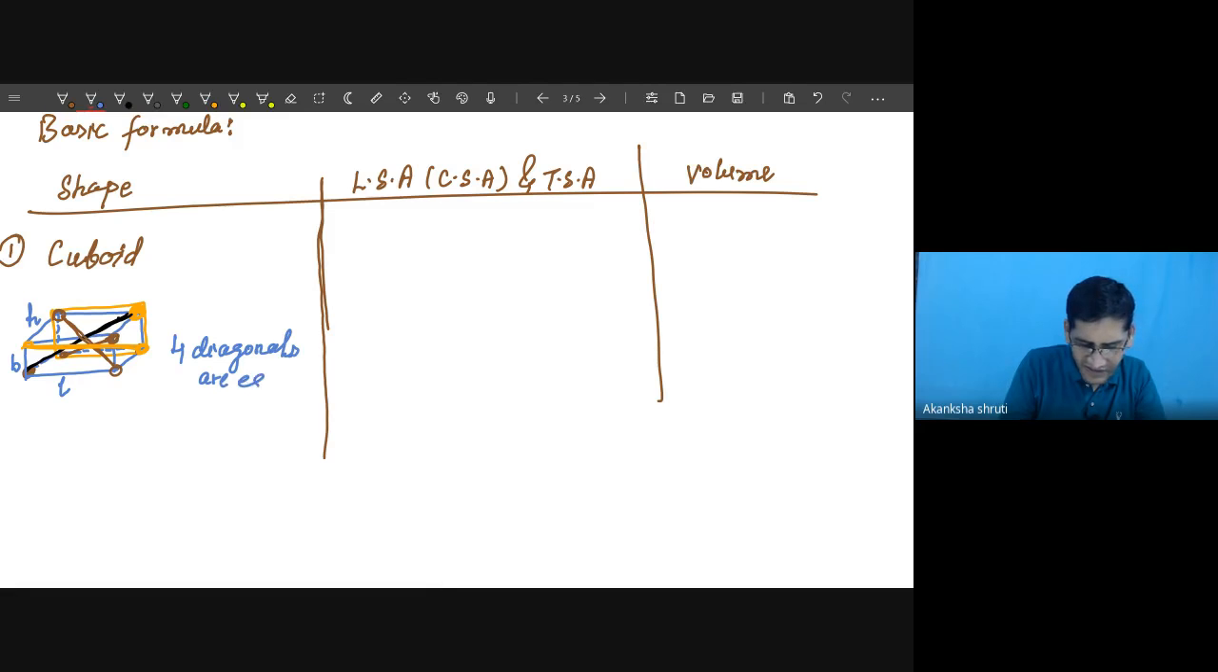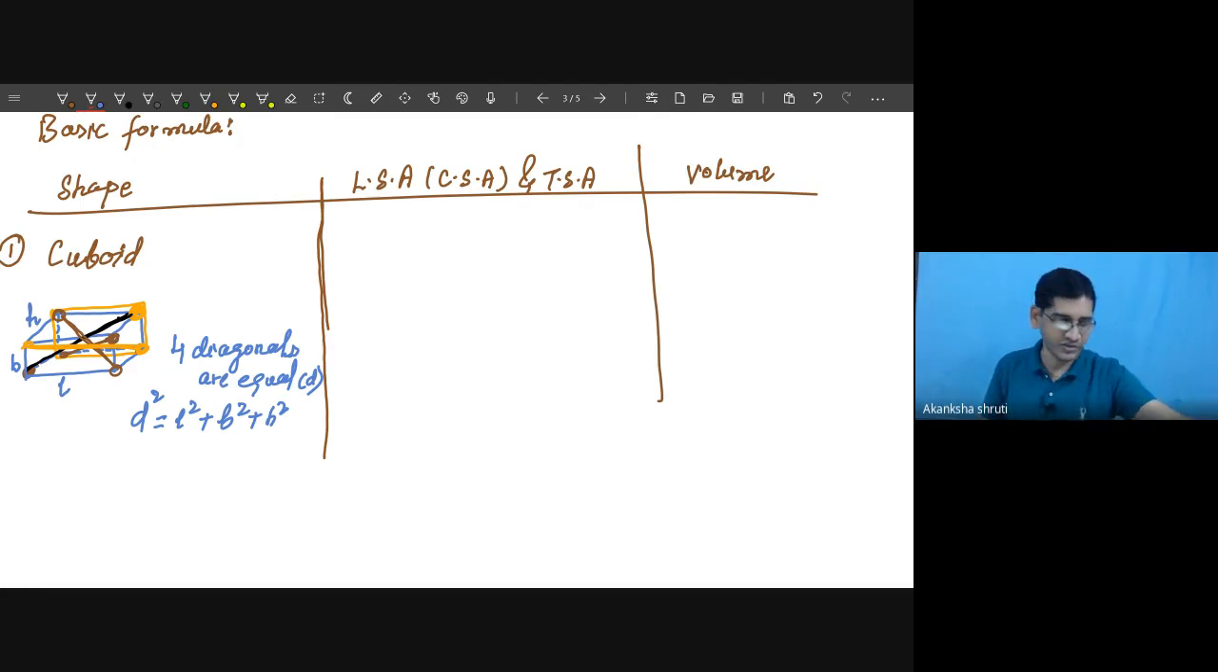So if we denote this diagonal by D, then D is obtained by applying the Pythagoras theorem. So D square equals L square plus B square plus H square. This you have to keep in mind. The question or MCQ is even framed from here itself. Okay. So that's why I am rewriting, though these things belong to your class 9 and previous standards, but it is useful. So it is one thing.